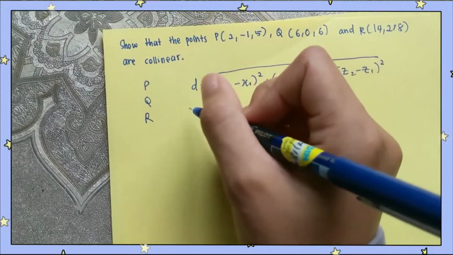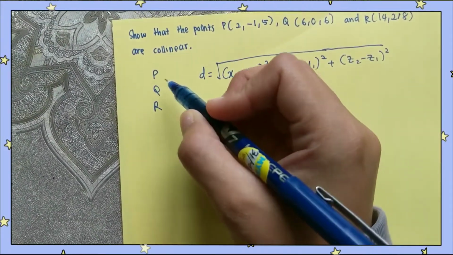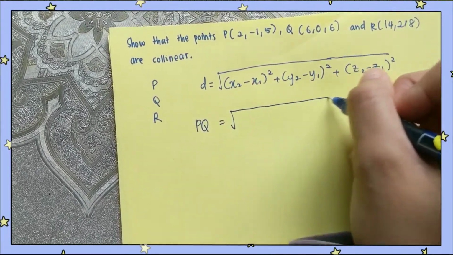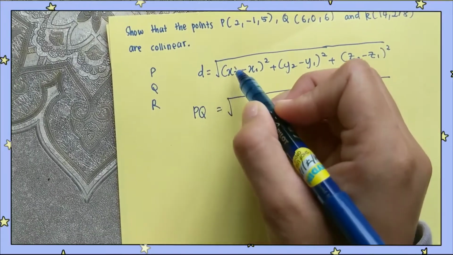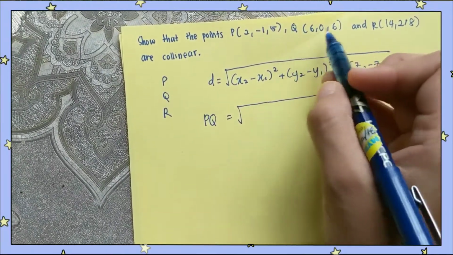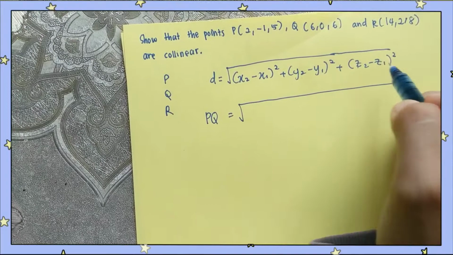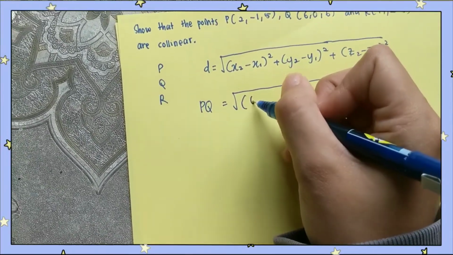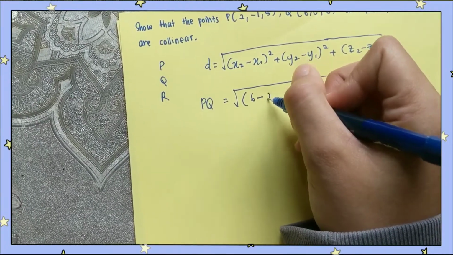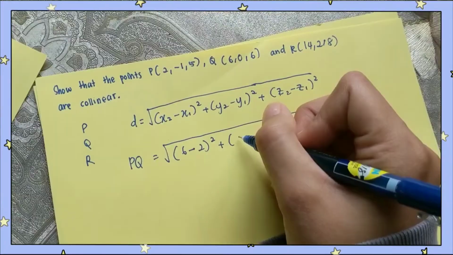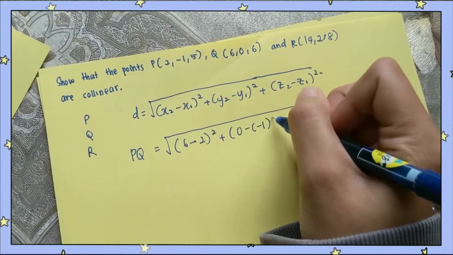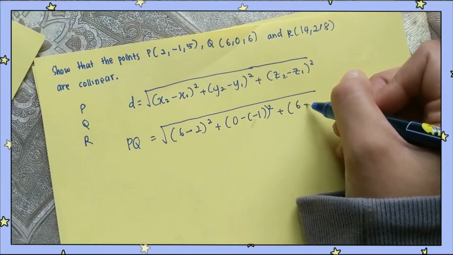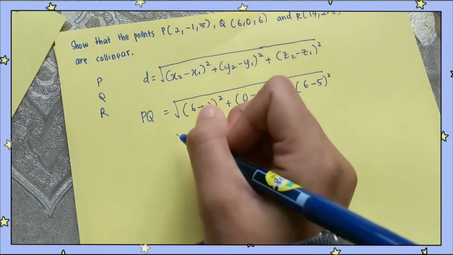Okay, let me show you how to find the distance between P and Q. So we have PQ. X2, Y2, Z2 are the points in Q. X1, Y1, and Z1 are the points in P. So it is the square root of (6 minus 2) squared plus (0 minus negative 1) squared plus (6 minus 5) squared.